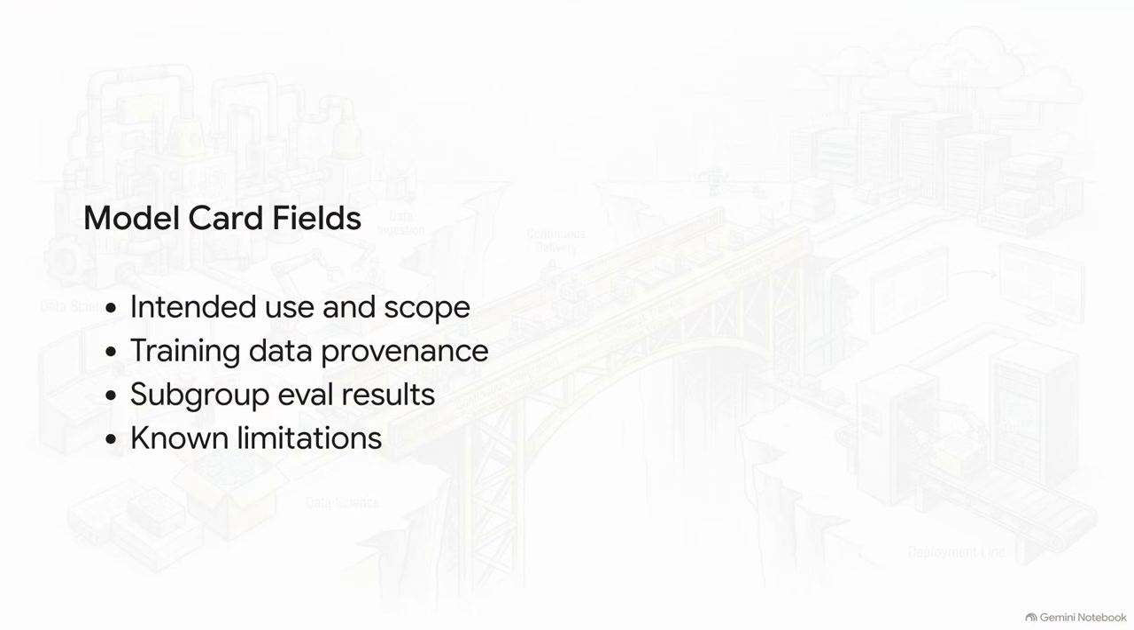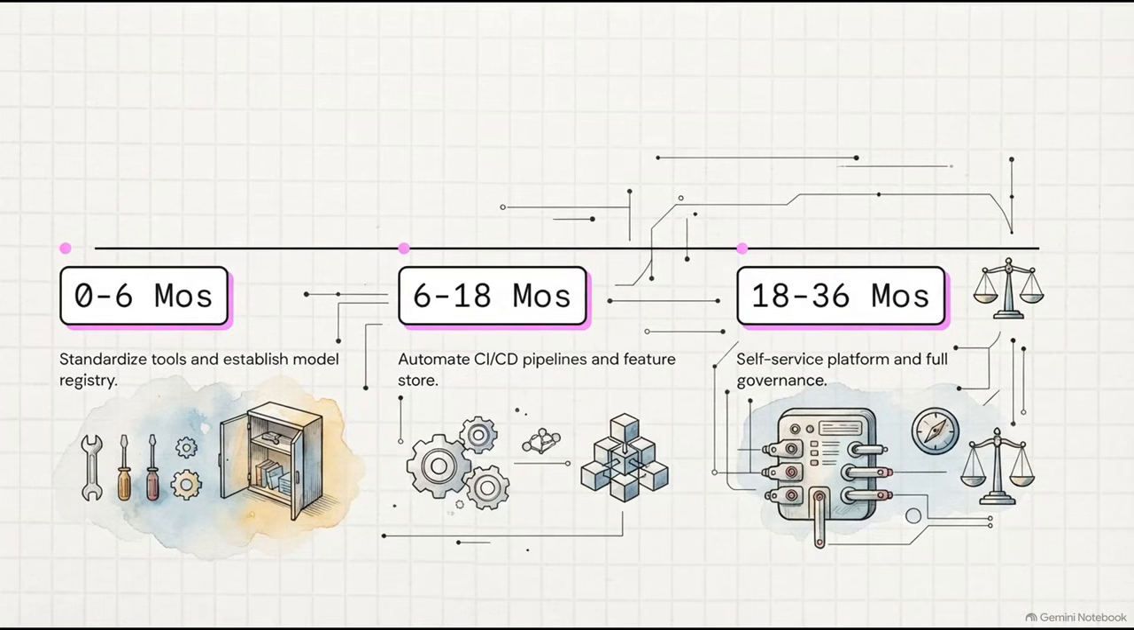So, to protect your organization from those massive financial penalties, your model registry has to serve as the ultimate system of record for your audit trails. Every single production model must have a comprehensive model card capturing these specific fields: its intended use and scope, the exact provenance of its training data, the evaluation results broken down by subgroup, and all known limitations and failure modes. Doing this proves to auditors exactly what your model does, exactly how it was tested, and exactly where it might fail. So how does IT management actually roll this out in the real world?